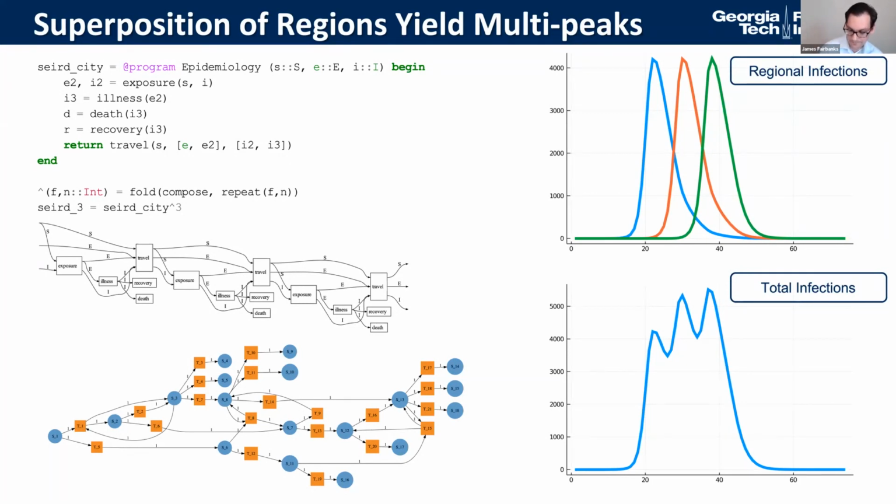So this shows that for each city, you're going to have one peak. They're going to be lagged because of the time it takes for people to travel. So they're going to have lags. And then when you superimpose these, just calculate the total, you get 3 waves of infection in the combined population.